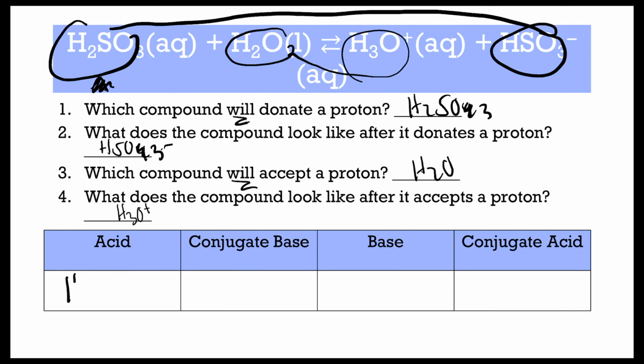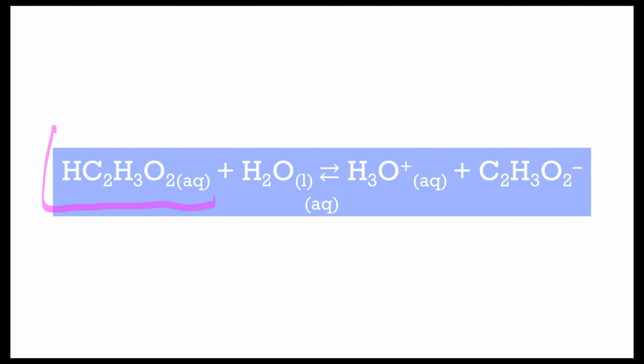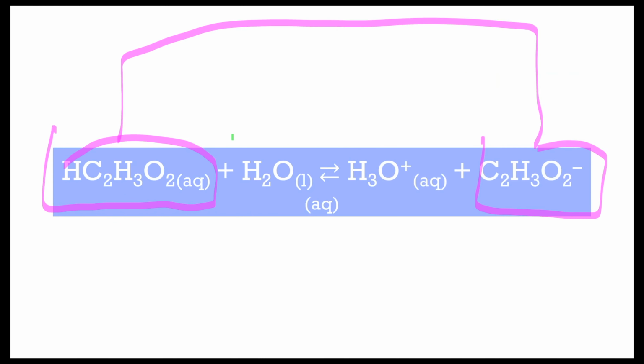Then we can fill in our chart. H2SO3 is the acid, HSO3 minus is the conjugate base, and here water is acting as your base, and H3O plus is your conjugate acid. Once you do this enough, it will click faster and easier. Okay, next one. Again, the first step is finding those pairs. So find the things that look like something on the other side.